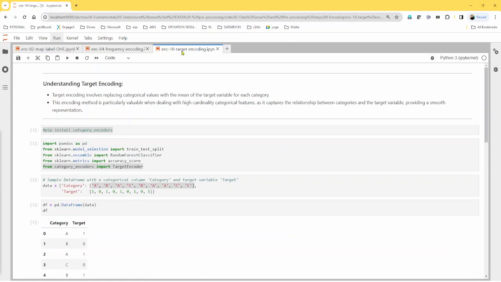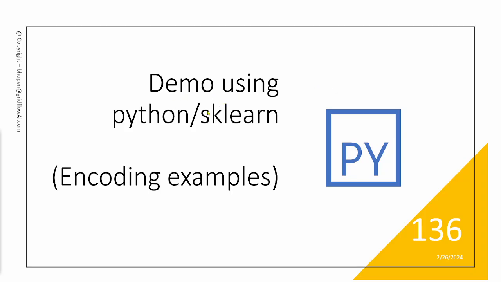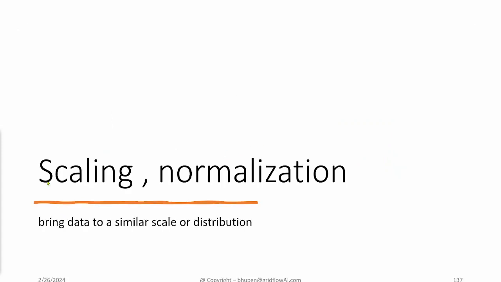I hope the walkthrough of the demo was quite easy. I'll be attaching the code sample. So that was a demo on encoding techniques. We looked at a couple of methods: label encoding, find and replace, one hot encoding, frequency encoding, and target encoding. And the next topic is going to be scaling.